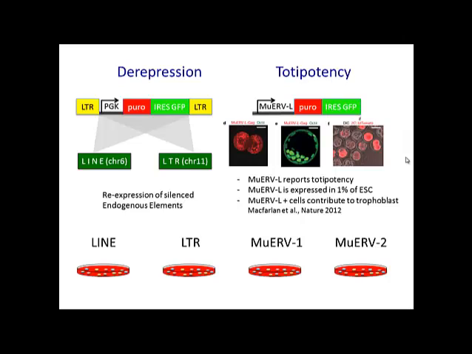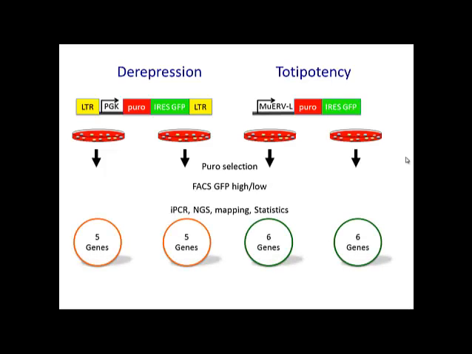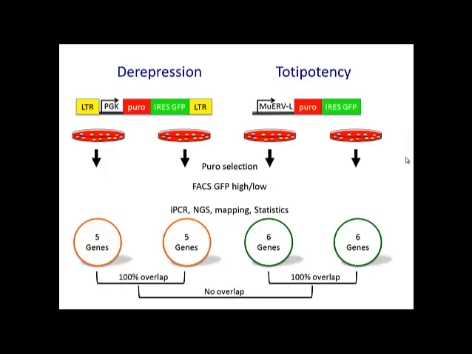So we generated those reporter cell lines in the LINE and LTR and 2 independent reporter cell lines for this particular endogenous element, mutagenized it, and then essentially took it under puromycin selection and identified the mutations. And again, we only found a very small number of cells and a number of genes. And the interesting thing was that the overlap between the 2 independent screens was always 100%. There was no overlap between those 2 screens. So we were very confident that the genes that we had identified actually made sense.